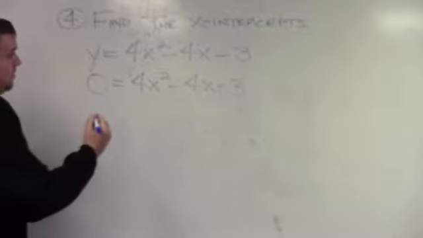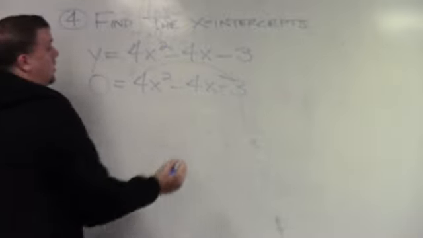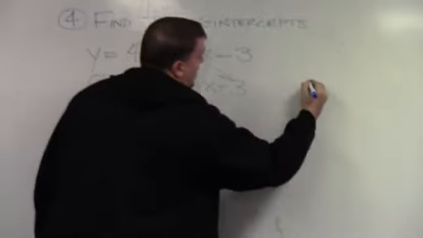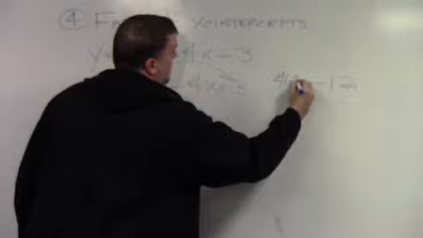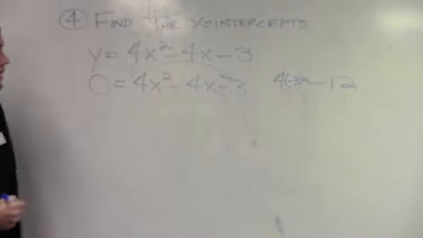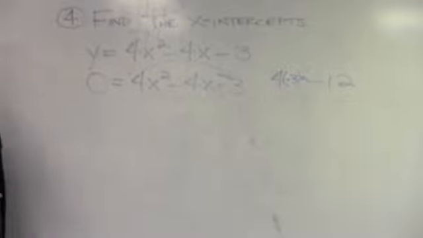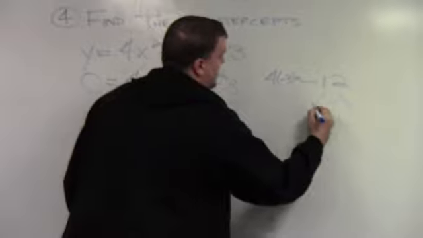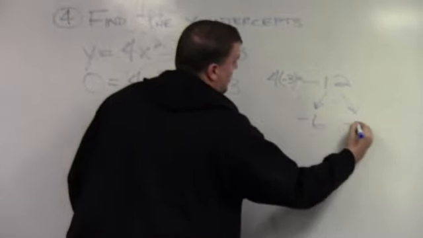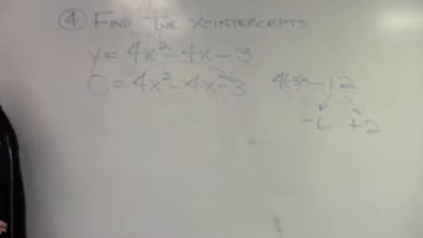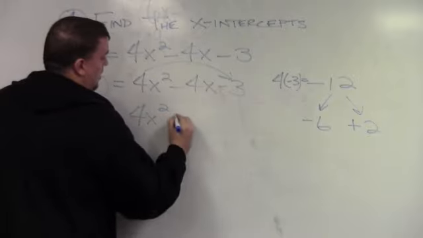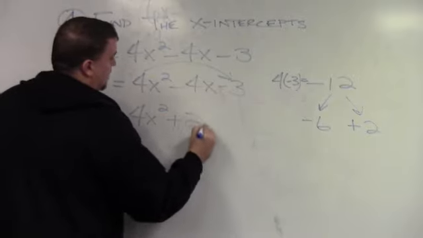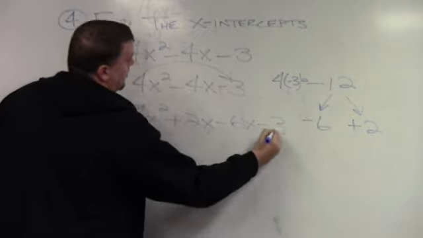I'm going to use the AC method. I'm going to take 4 times negative 3, and that gives me negative 12. Are there any two numbers that multiply to give me a negative 12 that also add up to negative 4? 6 and 2. Okay, and what would the signs of those have to be? Negative 6, positive 2. Okay, so I'm going to split my middle term into those two numbers. So 4x squared plus 2x minus 6x minus 3.